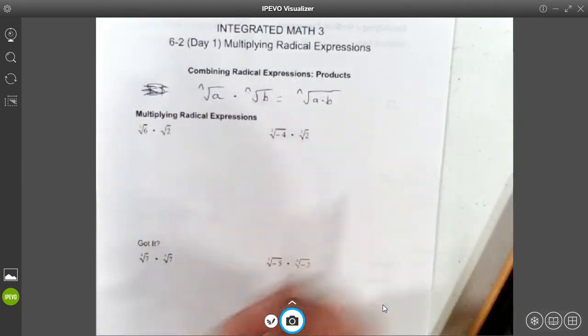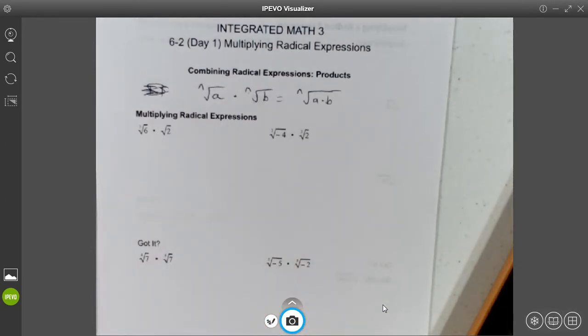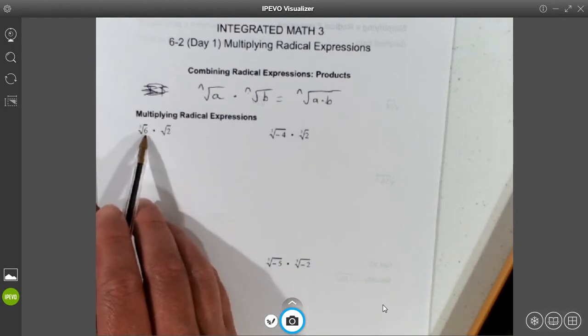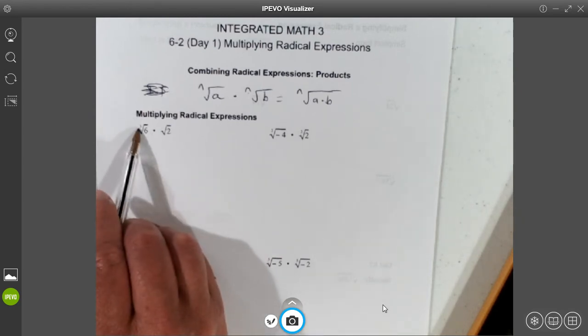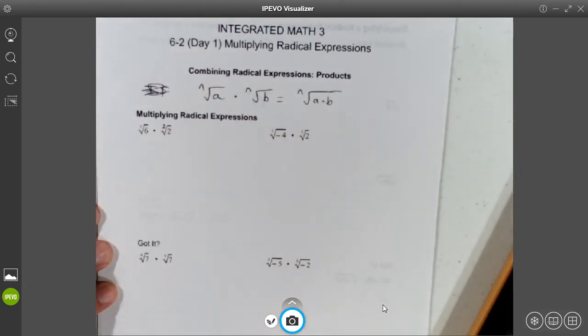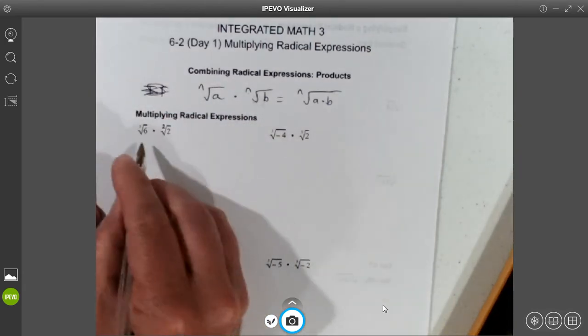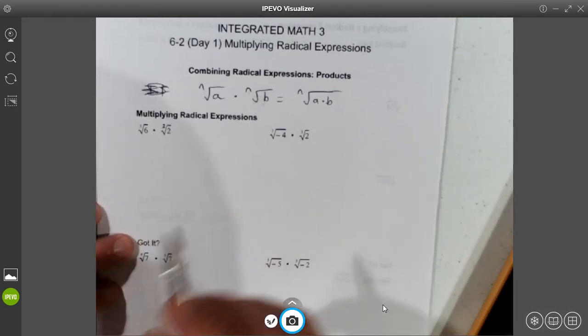Now, if these indices aren't the same, we're going to see that in just a little bit, then I really can't do much with it. So let's get into some examples. If I want to multiply the cube root of 6 and the square root of 2, I can't, because this is a cube root, and this, even though there's nothing there, has an index of 2, that's a square root. If the indices aren't the same, we can't do anything with it.